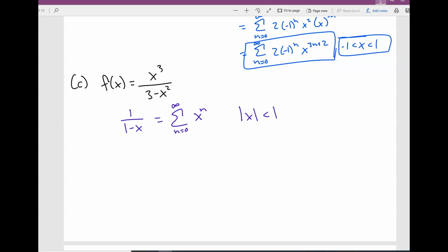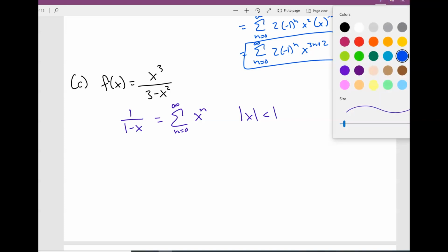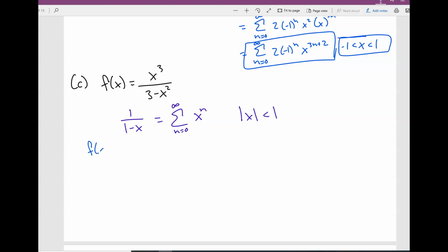Okay, now what we have is f of x. So we need to change this f of x so that it looks kind of like the purple part. Okay, so we're going to do the same thing, move the x cubed over. So move x cubed, 1 over 3 minus x squared. Now notice, I need to do a couple things because I need to change this 3 into a 1. One way to change this 3 to a 1 is to factor it out.